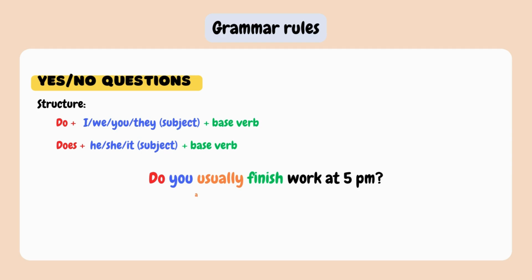Usually, an adverb of frequency, is placed before the main verb to indicate regularity. Does she usually finish work at 5 p.m.? The auxiliary verb does is used for she, third person singular. The main verb finish remains in its base form because does already indicates the third person.